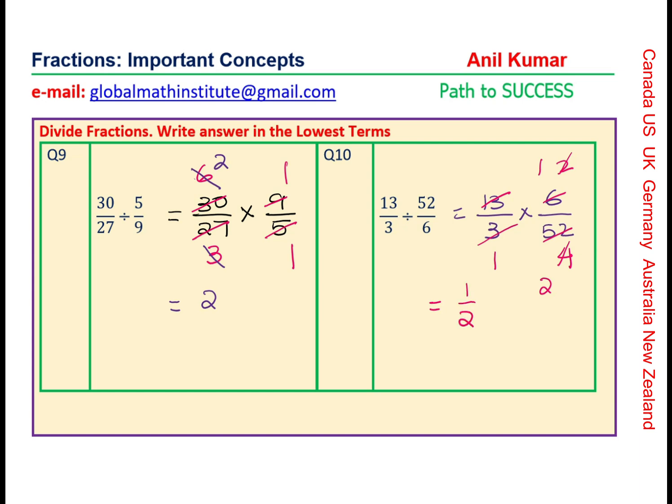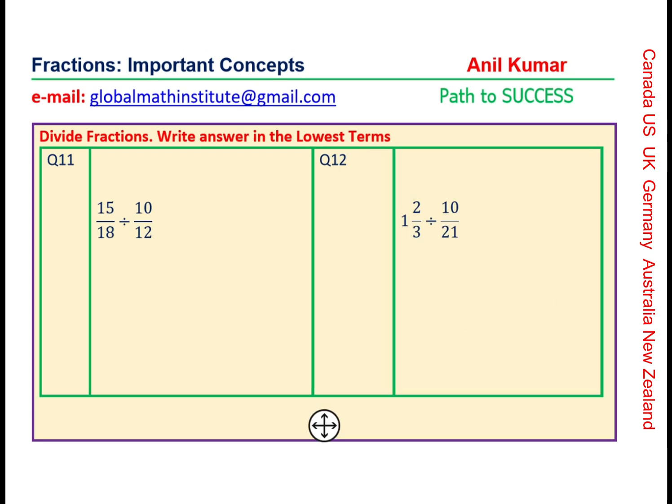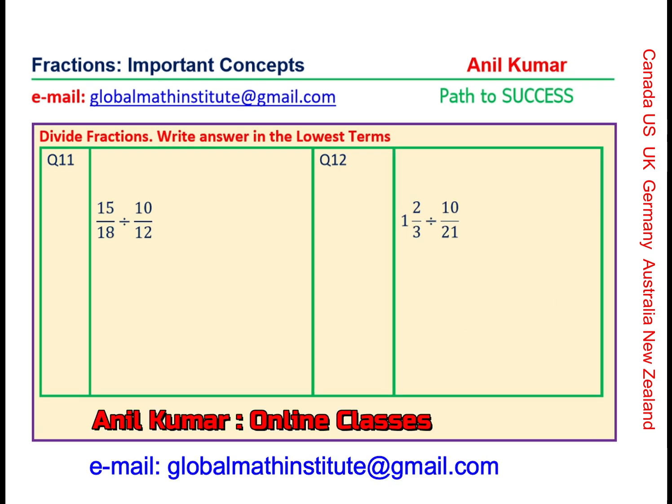Perfect. Last question for you. Now, in the last question, we have also taken mixed numbers. You should know how to convert the mixed number into improper fraction. Perfect. So, first step 11, it should not be a problem at all. Similar to what we did, 15 over 18, right? Division converted to multiplication, 12 over 10.